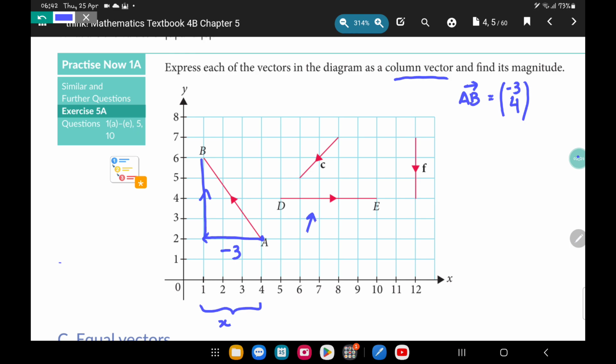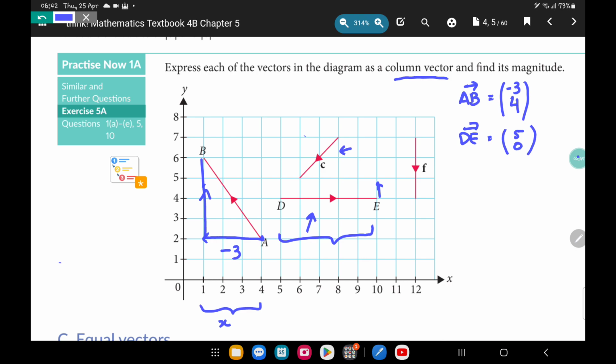The next one, I'll take a look at DE. DE, the column vector, I notice the x value increases from 5 all the way to 10. So therefore, it is 5. But there is no increase in height. Doesn't go up. So the y value is 0.